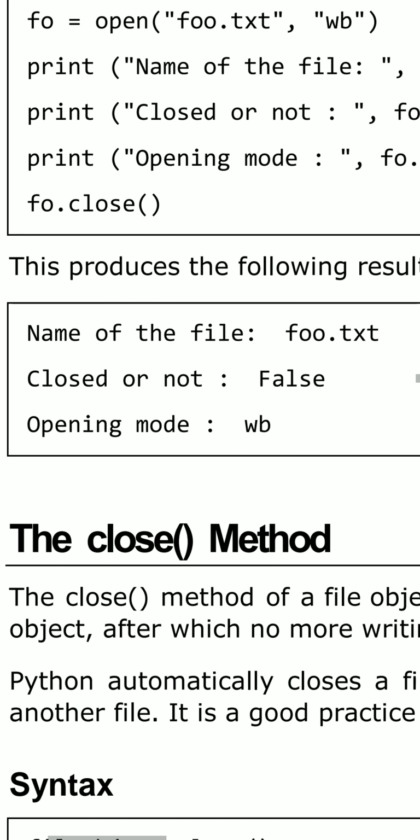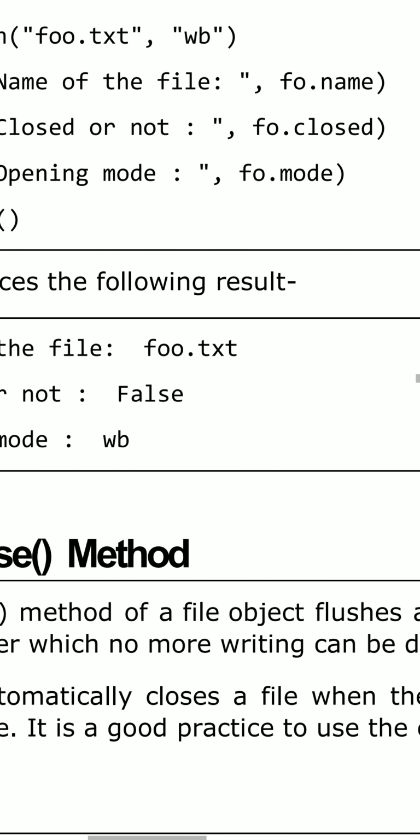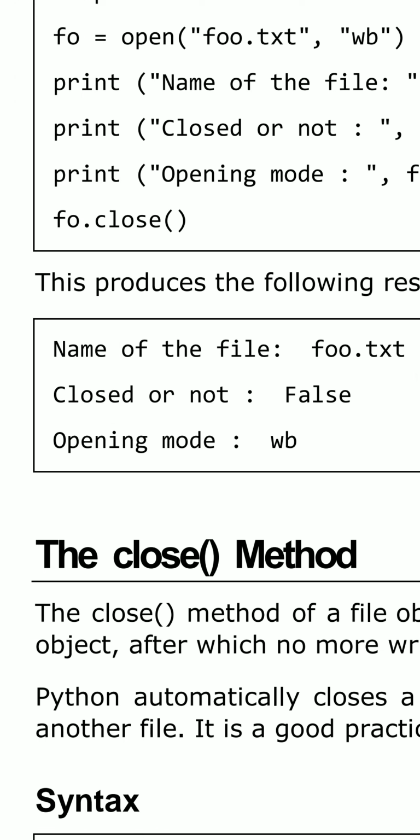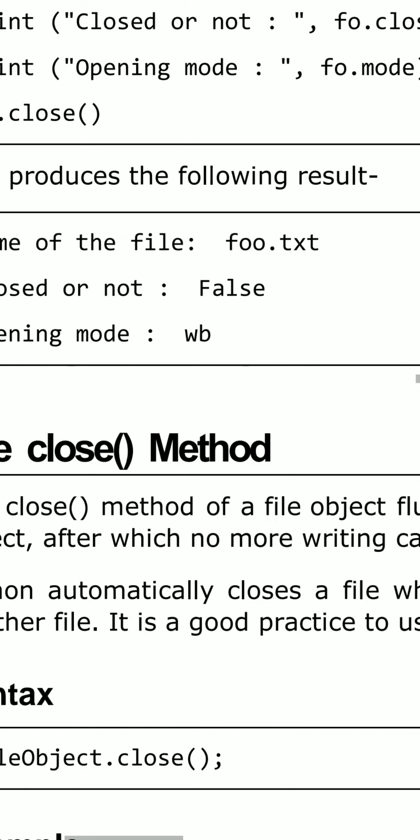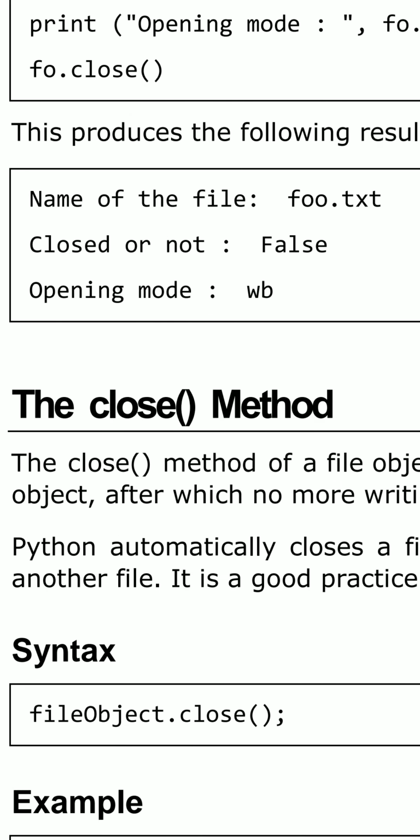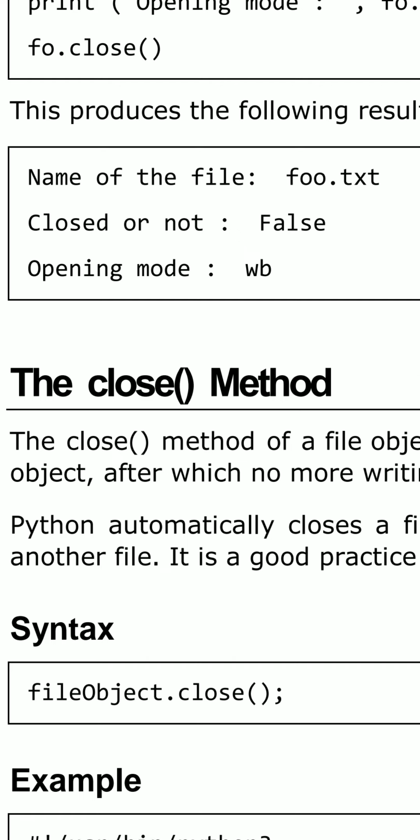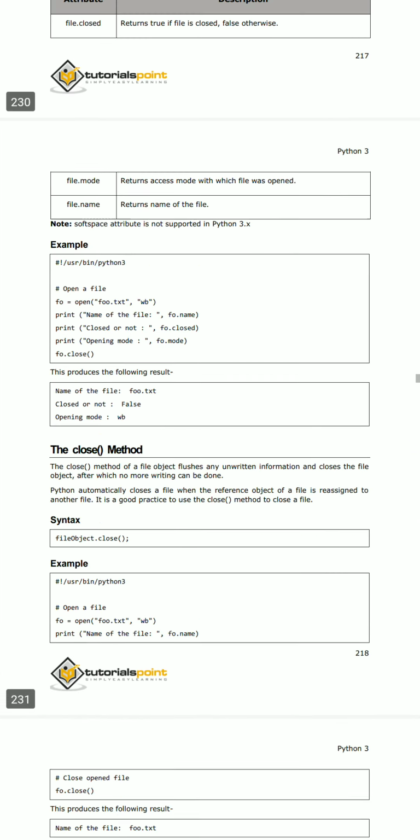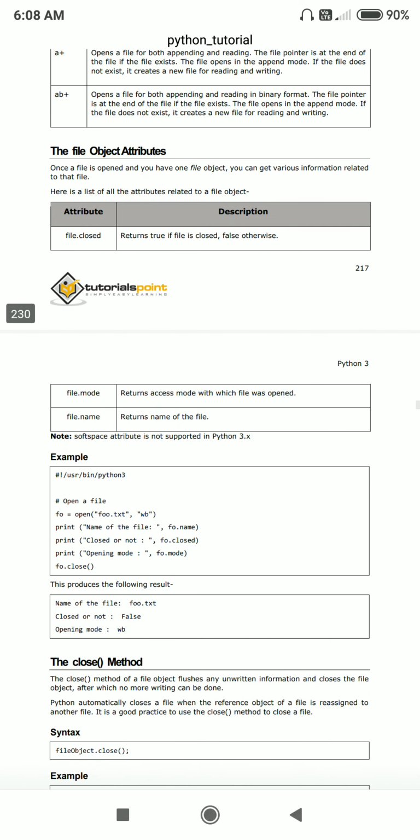After performing these operations, I am closing the file using fo.close. After executing the program, the compiler gives the following result. The name of the file is foo.txt, and closed or not is false. Why? Because the file is in open mode. That's why it is not closed. Open mode is wb, that means writing in binary format. So these are the file object attributes.